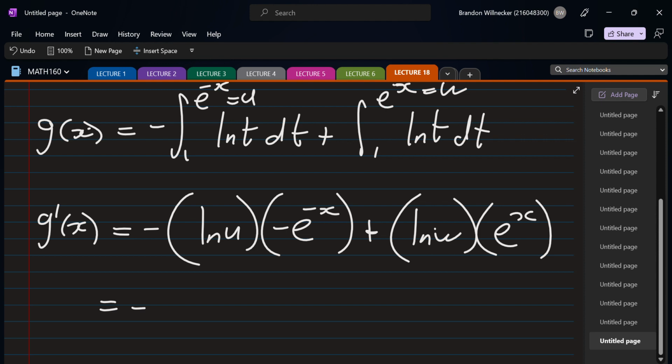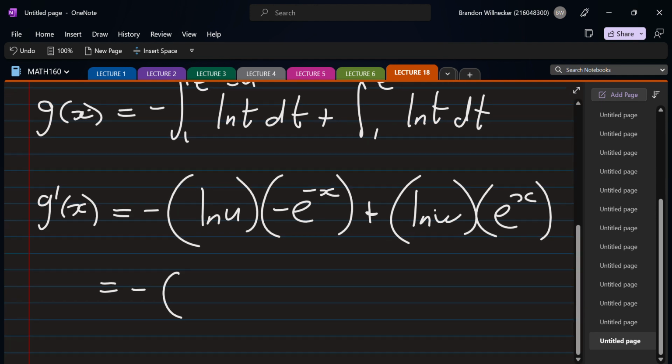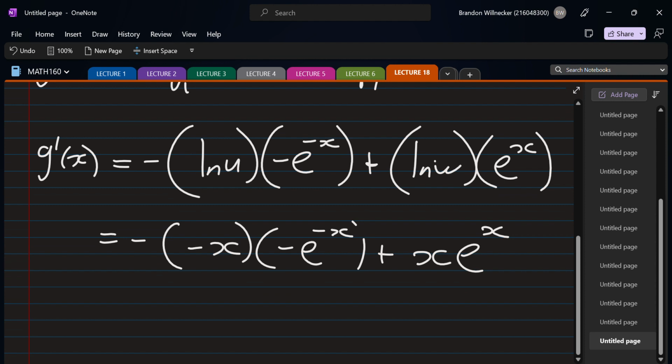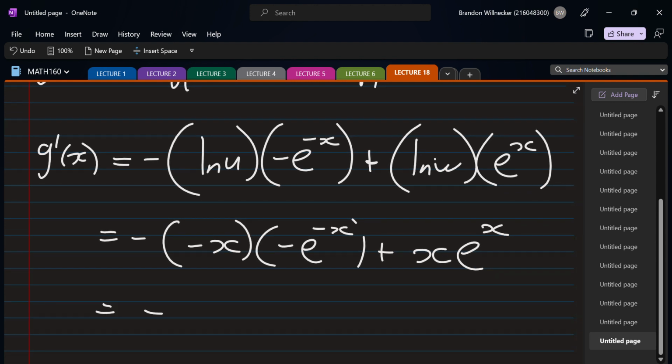Okay, let's substitute. So u is e to the minus x. If we have the natural log of e to the minus x, that's just minus x. So now we've got a lot of minuses going on, so let's be careful. The natural log of e to the minus x, that's a minus x. Then we have another minus here. The natural log of e to the x, that's just x, so no problem with that. Okay, so we've got a minus and a minus, that will make a plus. Another minus, that makes it a minus. Okay, so please check all your signs there. So that's a minus.